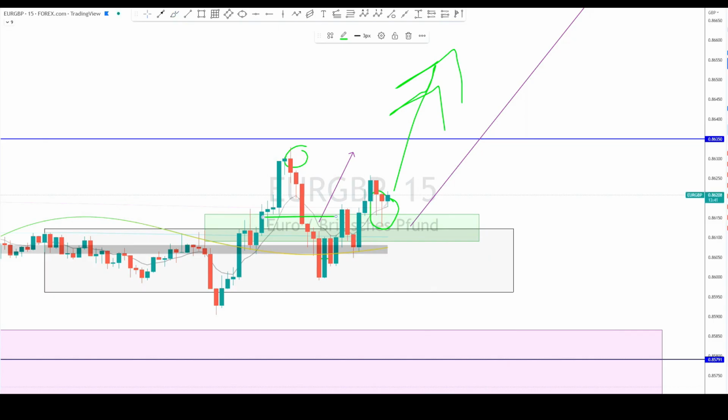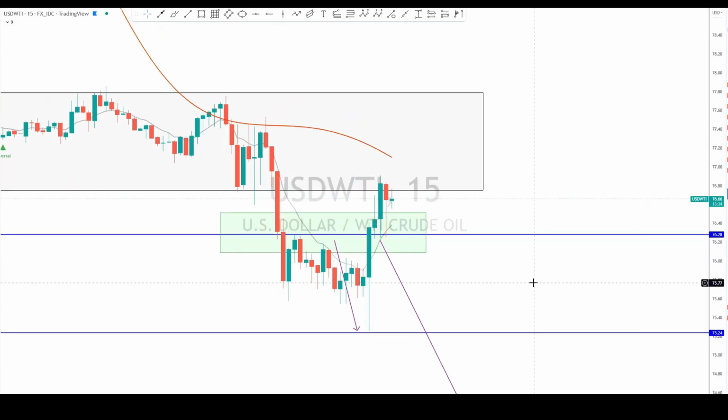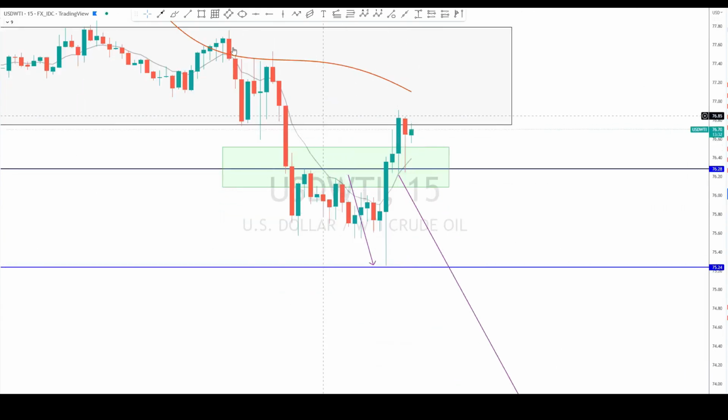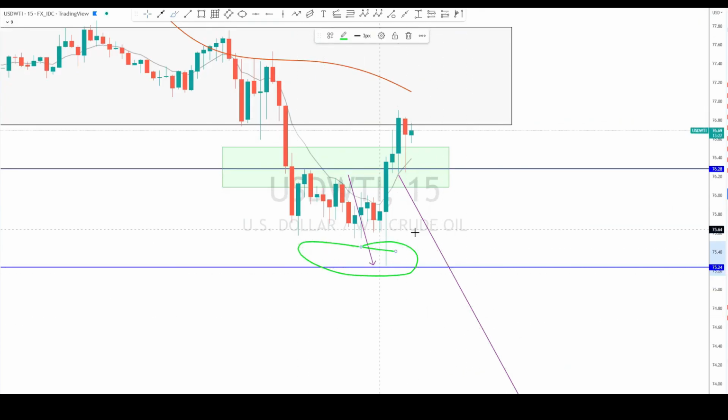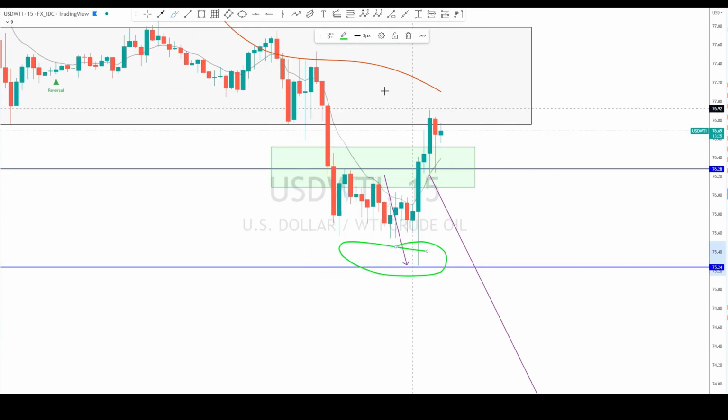Okay, yes, I suppose I'd have to say that. What else was there to discuss today? The USD WTI. Yes, here again we can clearly see that we have successfully reached our target. So this was another winning trade for us.